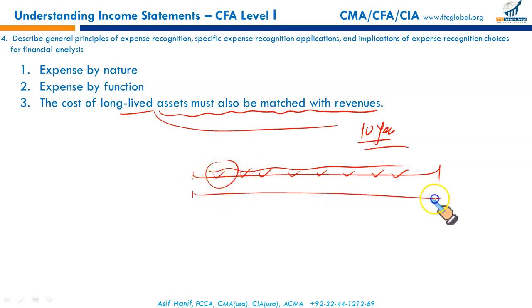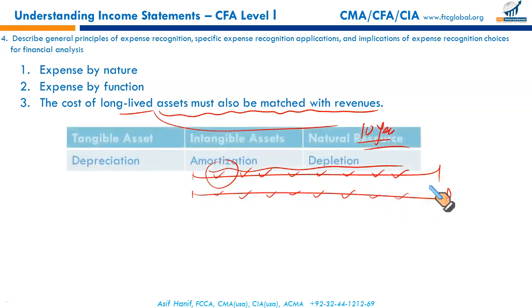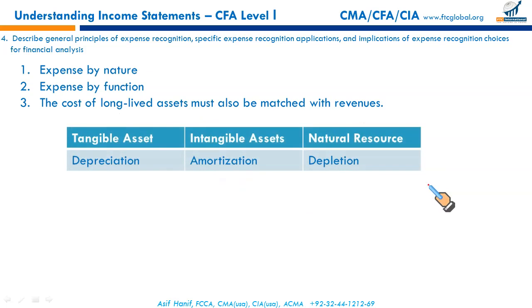You have generated revenue over the 10 years, so this revenue must be matched with the consumption of the asset over the 10-year period. So depreciation is also an expense. We'll discuss these things in much more detail in long-lived assets. Tangible assets are depreciated. Many methods are there, and lots and lots of questions will be done. So for tangible assets, we use the term depreciation.